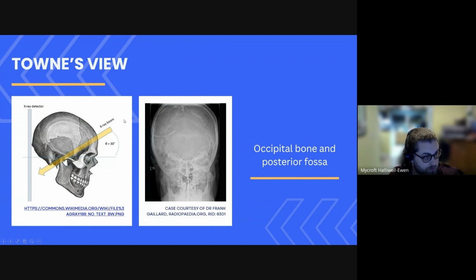So if you do this particular view, where you take the X-ray beam at 30 degrees, you get a much better view, and we can see the lambdoid suture here. We don't get a good view of the orbits and of the face, but we get a much better view of the occipital bone. I'm yet to work out exactly what this is. I think this may well be a CSF shunt. That's what I think it is, but this is certainly external hardware.